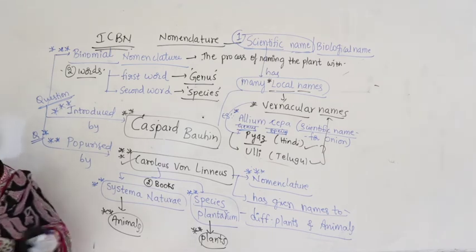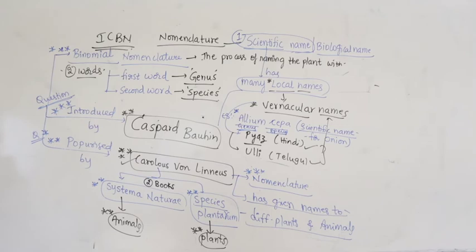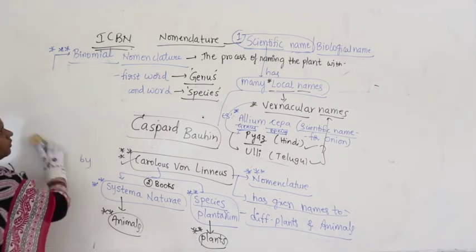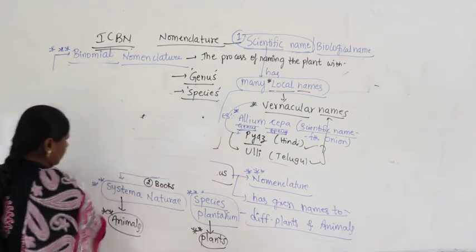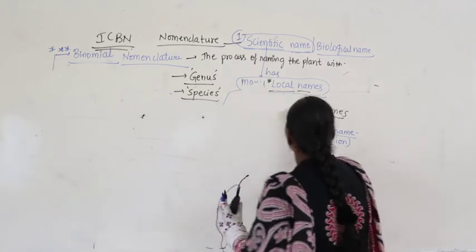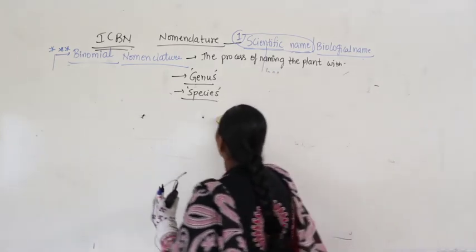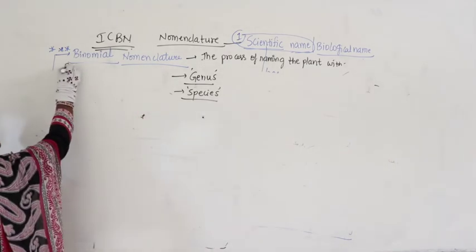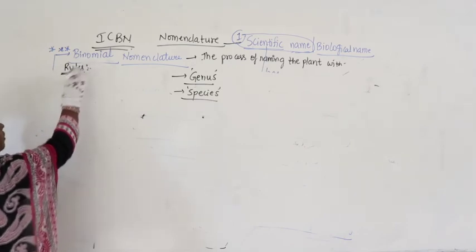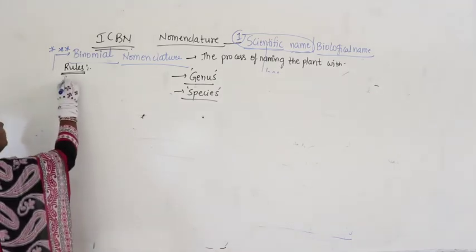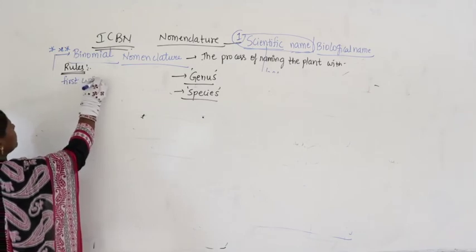Right guys, we will continue further with binomial nomenclature. Binomial nomenclature includes two names. How many names? Two names. What are they? The genus name and the species name, right. Now, let us talk about the rules of binomial nomenclature according to ICBN. What is the first word? The first word is called the genus.